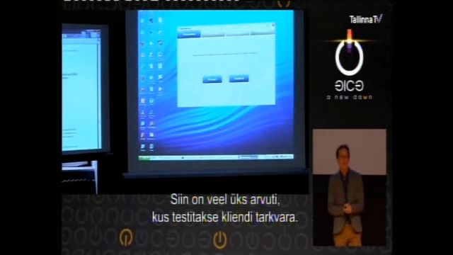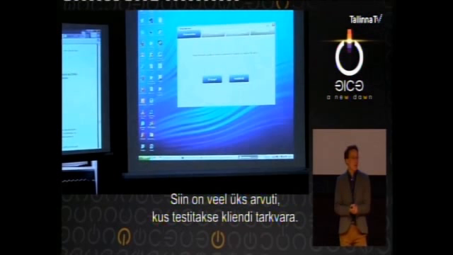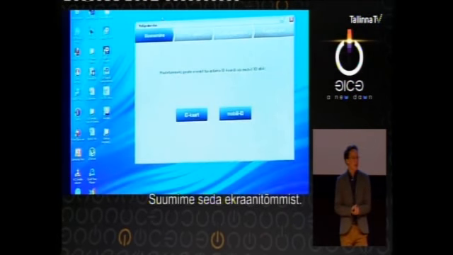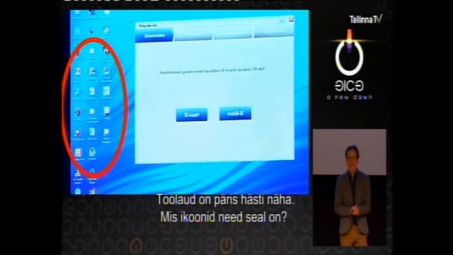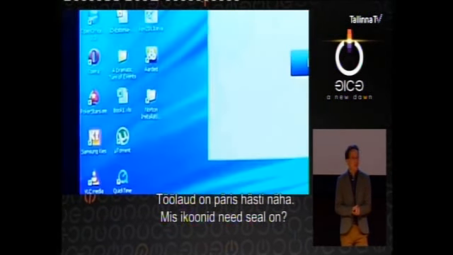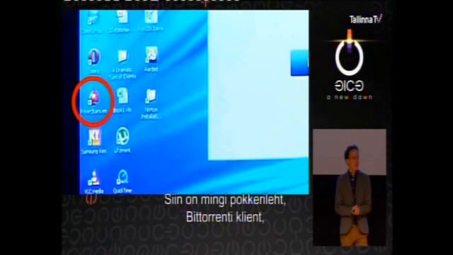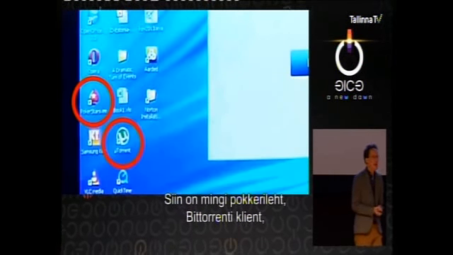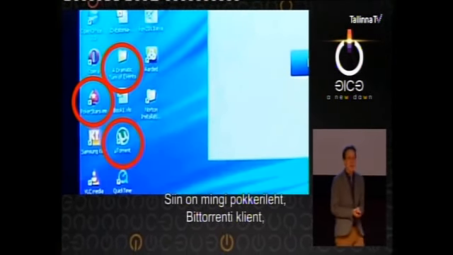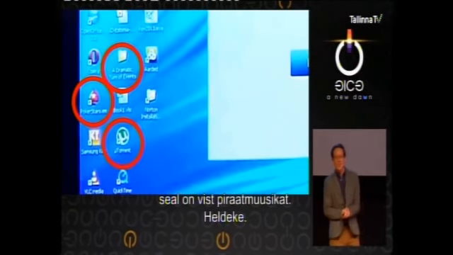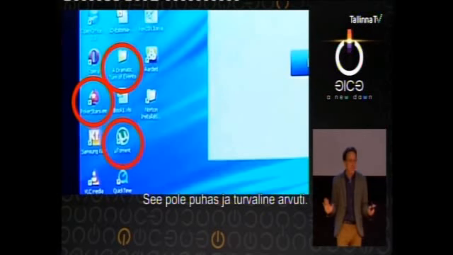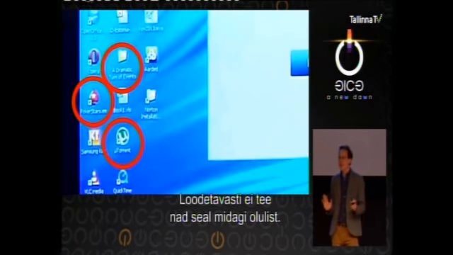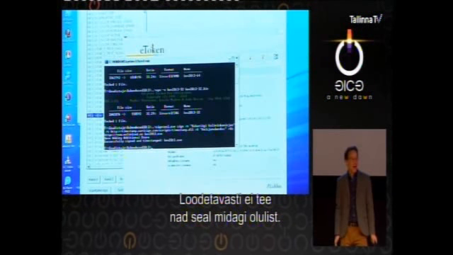Here's another computer. They're testing out the client software in this screenshot here. Let's zoom in. You can see the desktop pretty well. Oh, wait a minute, what are all these icons on the desktop? Here's some poker site, BitTorrent client. I think this is pirated music. Oh dear. All right, so this is not a clean, secure machine. I hope they're not doing anything important.